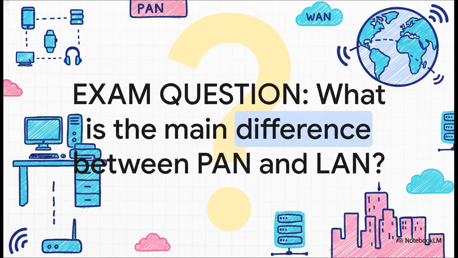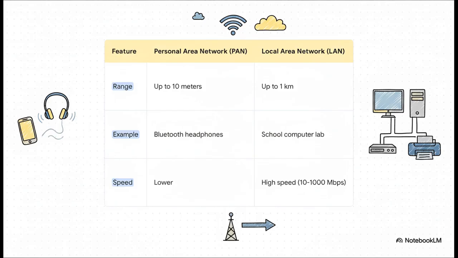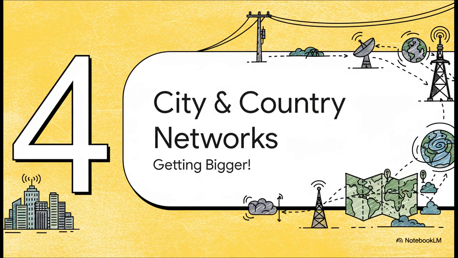Pay attention now. This is a very common question in the board exams. What is the difference between a PAN and a LAN? So let's break it down so you can write the perfect answer. You can take a screenshot of this slide for your revision notes. It clearly shows the key differences. The main things are range, PAN is tiny, just for you, while LAN covers a whole building, and speed. LAN is much faster. All right, so we've gone from your personal bubble to your home. Let's move on and see how this builds into even bigger networks that can cover entire cities and even countries.